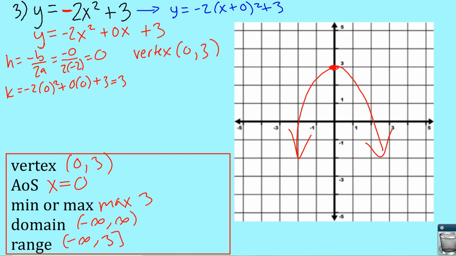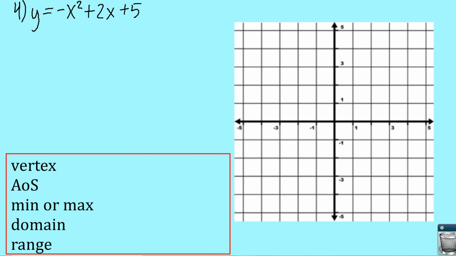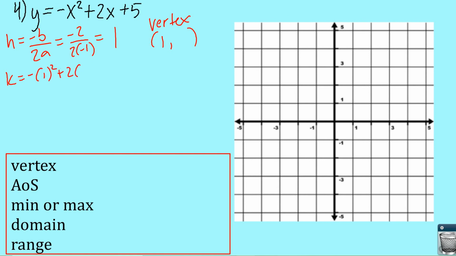Okay, let me walk you through it again. One more time. So let's find our h. So negative b over 2a. So negative 2 over 2 times negative 1. So we get 1. So let's see, we're halfway to finding our vertex. So find k by plugging in 1. And let's see, we should get 6. So we get 1, comma 6, we're way up here, but a is negative, so I know it's going down.